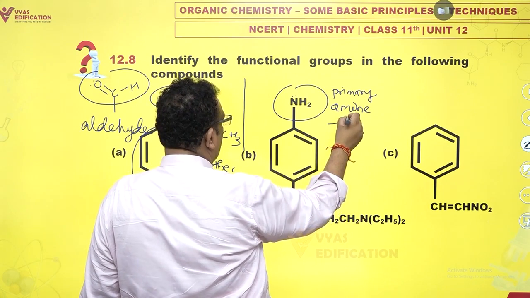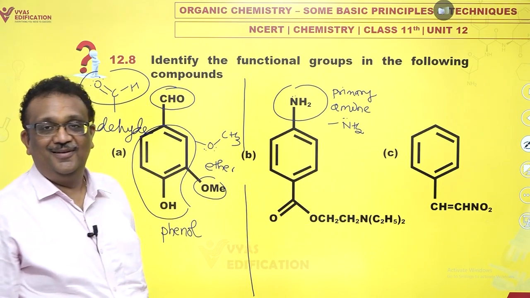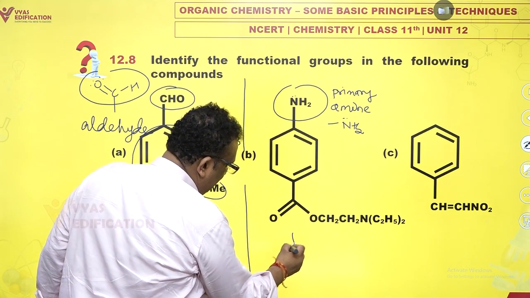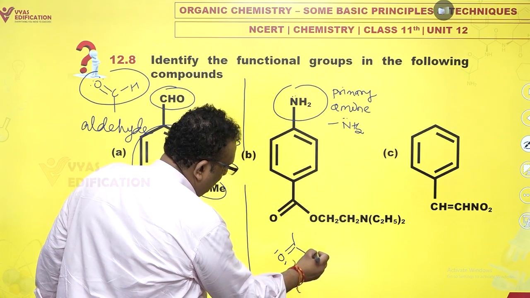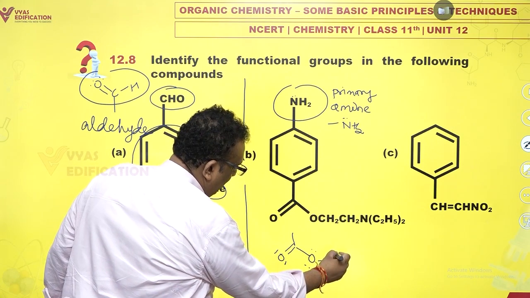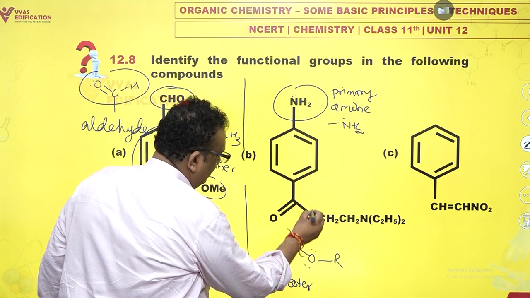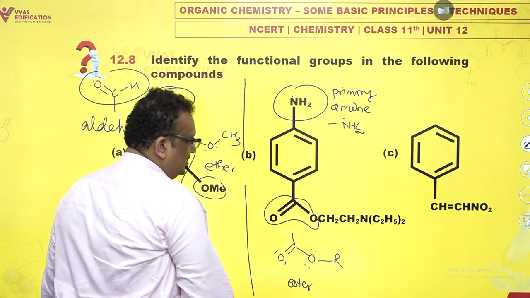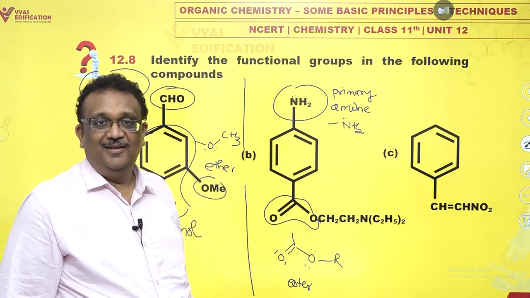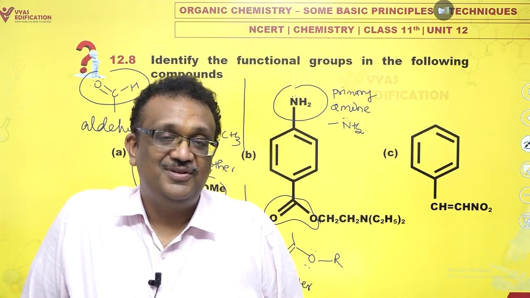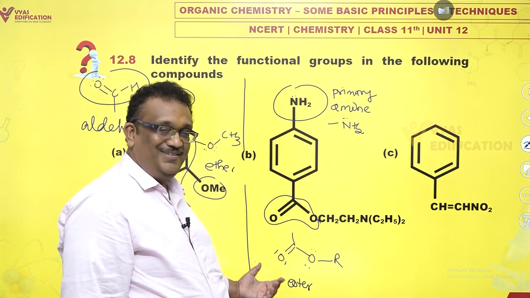A simple NH2 group is called a primary amine. Okay, and what about this? We have a COOR group. This is called an ester. It is Easter? No, Easter is a Christian festival. That's different. This is called an ester.